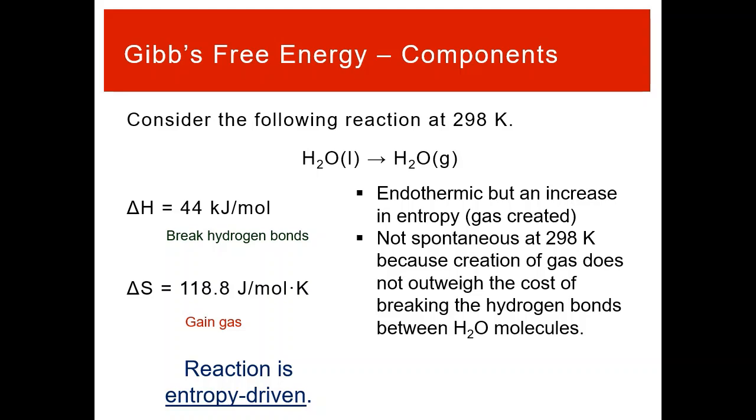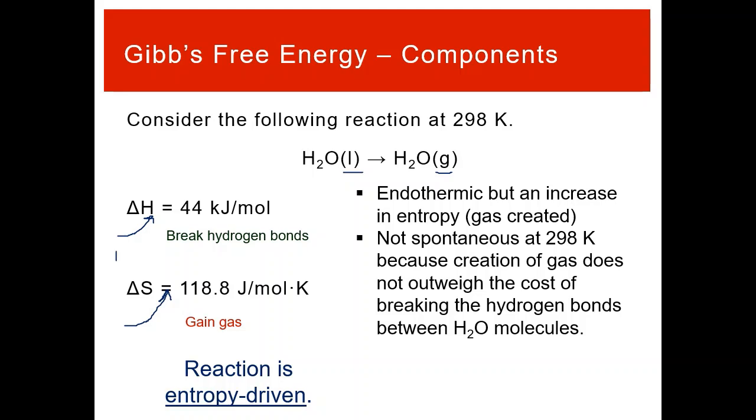So we can look at another example, from when we were looking at the second law, where boiling water, going from liquid to gas phase water at 298 K. Delta S for the process was positive because you gain gas. So from an entropy perspective, this process is favored, but from an enthalpy perspective, it's not, because you are having to break hydrogen bonds. That is not favored. And so that's why we say this is an entropy-driven process.